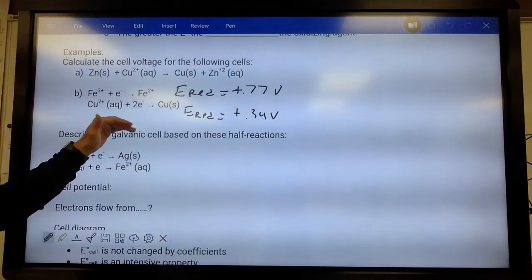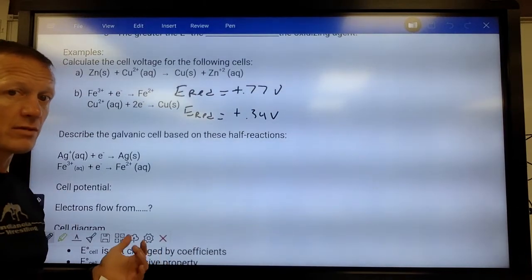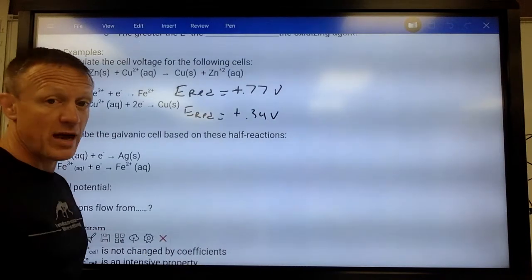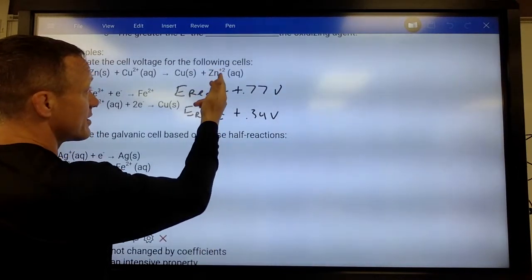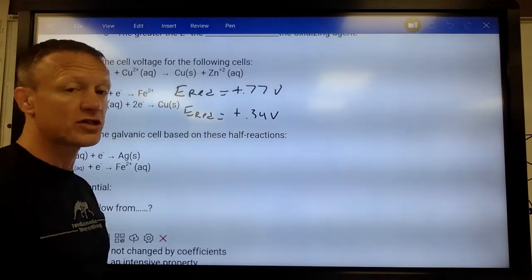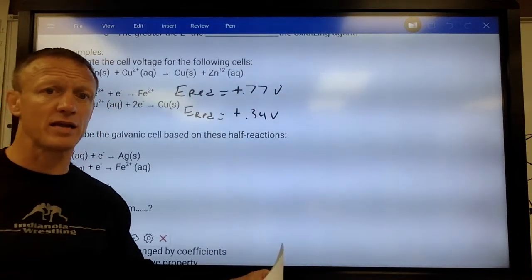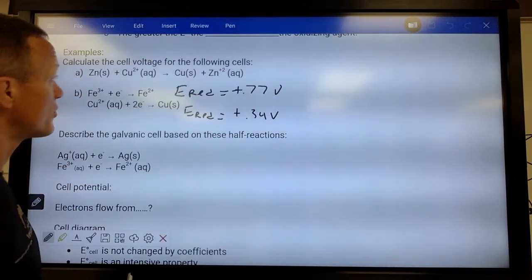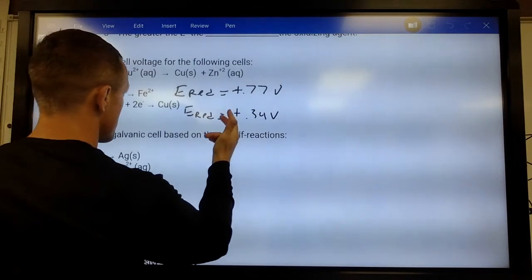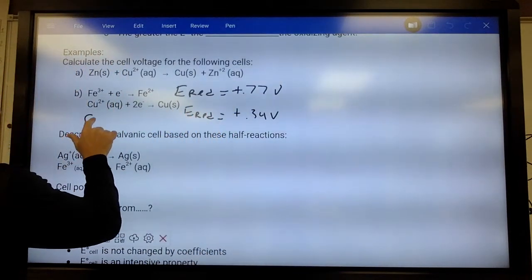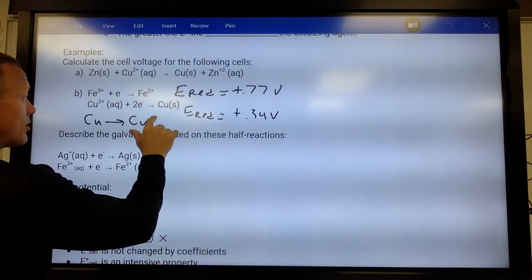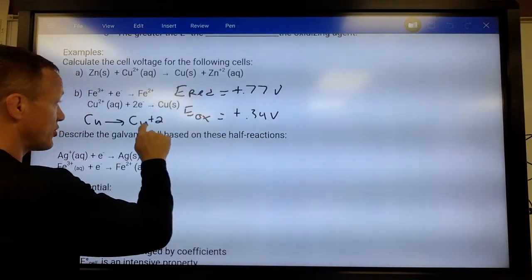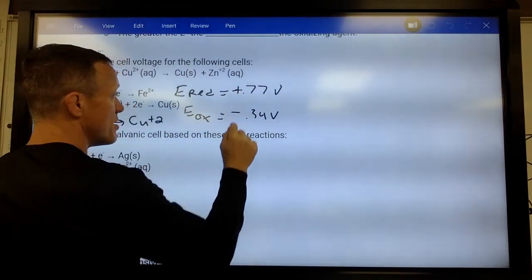So if we're going to make a cell out of this, make a battery out of this, galvanic or voltaic cell, one thing has to be oxidized, one has to be reduced. Well, if we made this oxidation, that'd be a negative 0.77. Our overall cell potential cannot be negative. That'd mean it was not a spontaneous process, and it has to be spontaneous. So we need a positive cell potential. So we're going to flip this one and make it oxidation. So we're going to have copper going to copper +2, and that would now be an oxidation potential, negative 0.34 volts.